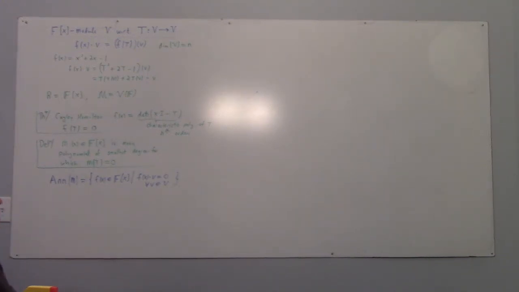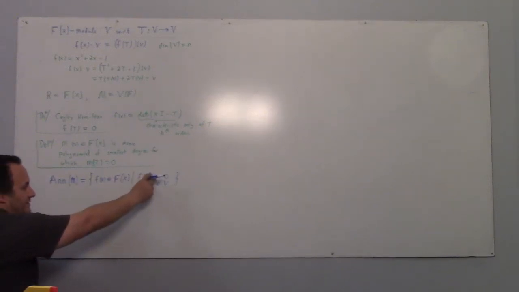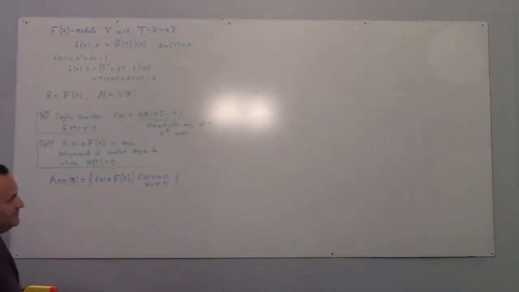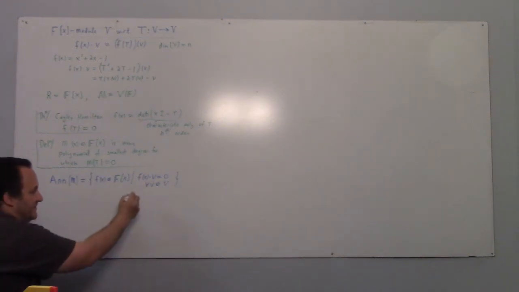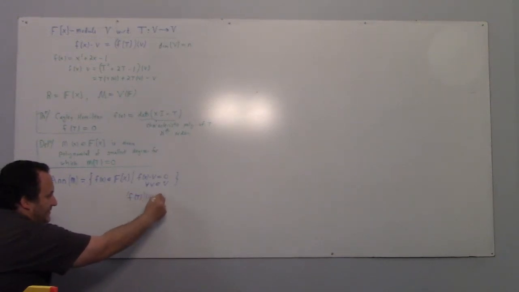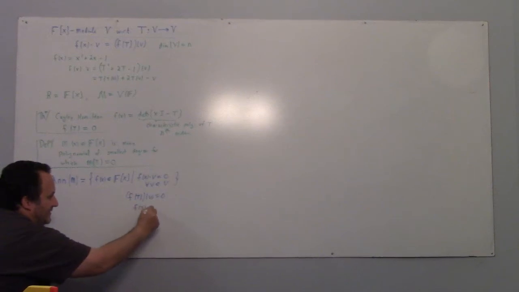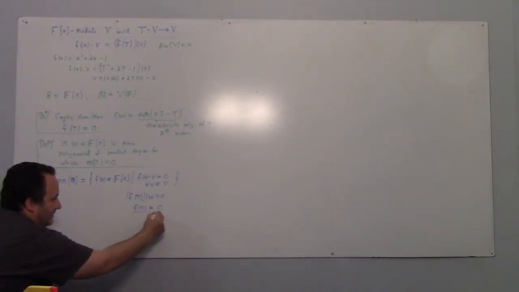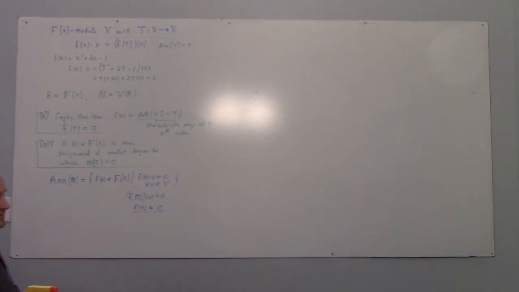So what that means is that f(T) acting on v is equal to 0 for all v, which means that f(T) is equal to the 0 operator on V. So certainly the minimal polynomial is in there. But it's better than that. The minimal polynomial generates it.